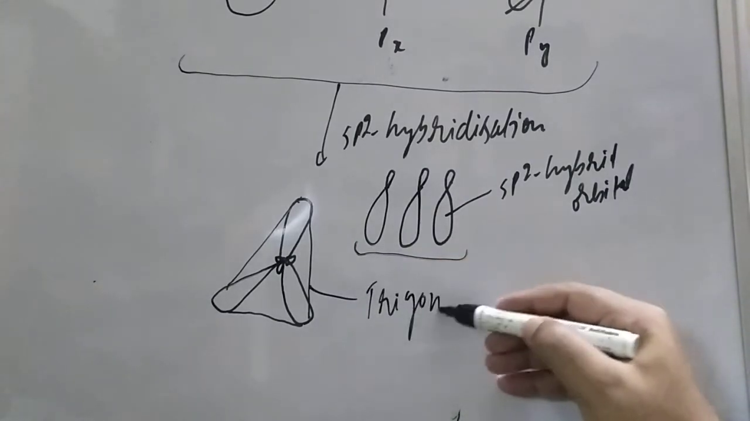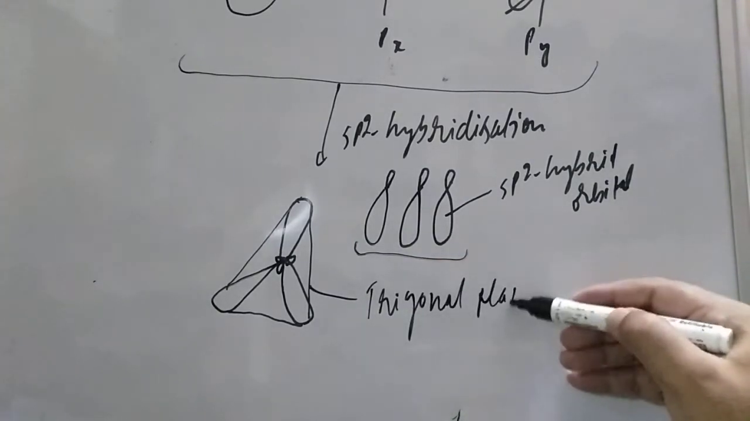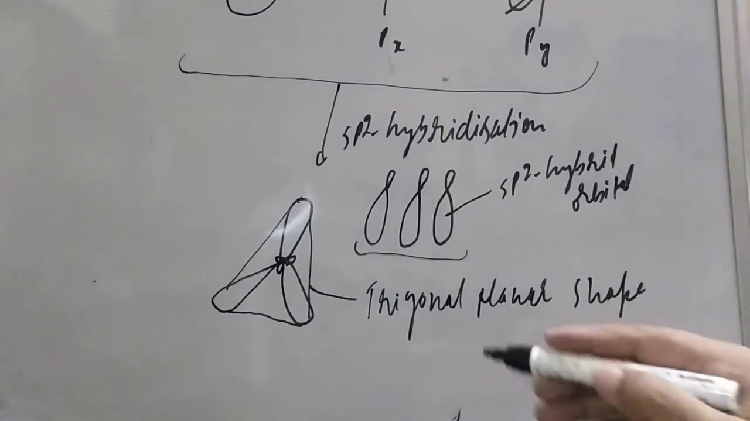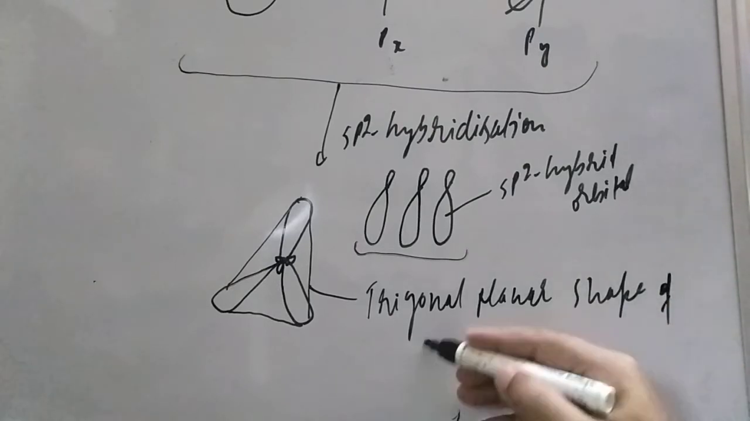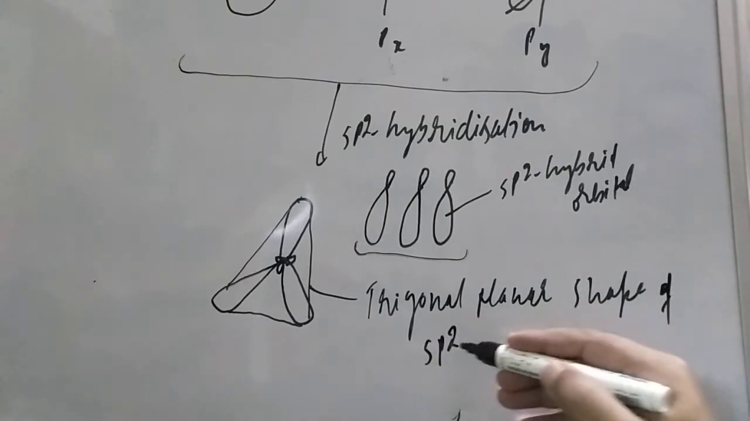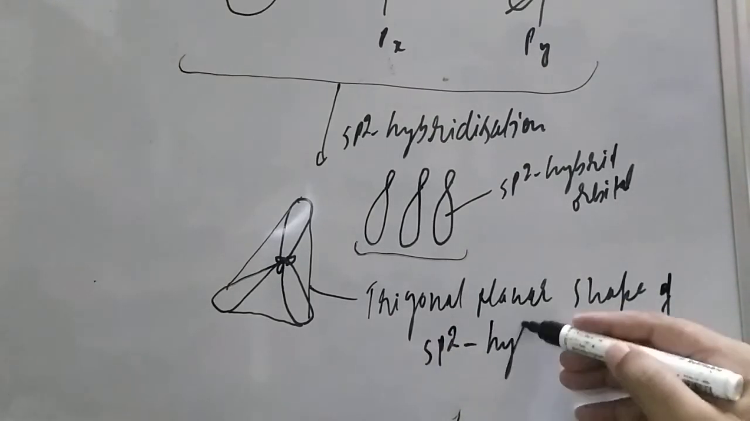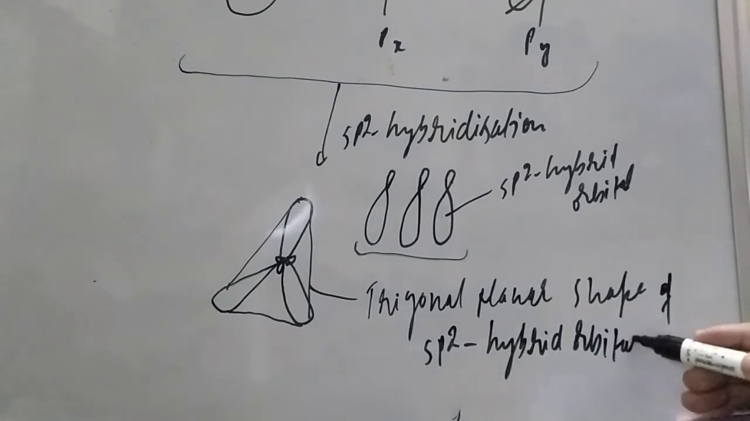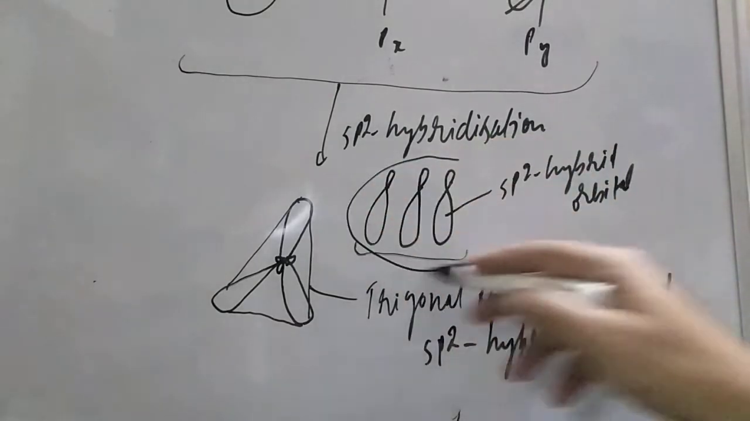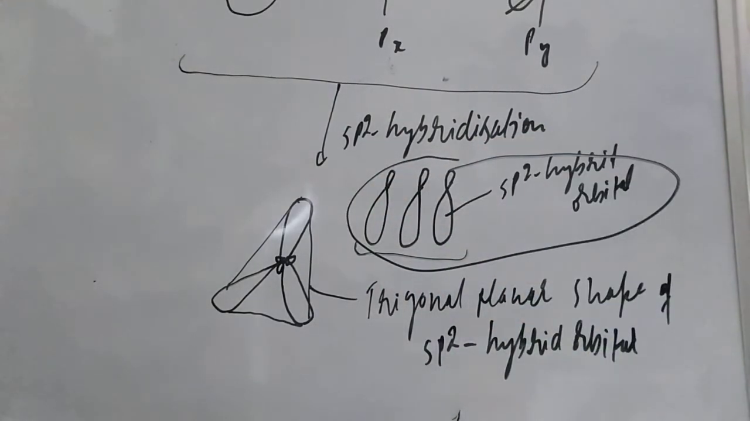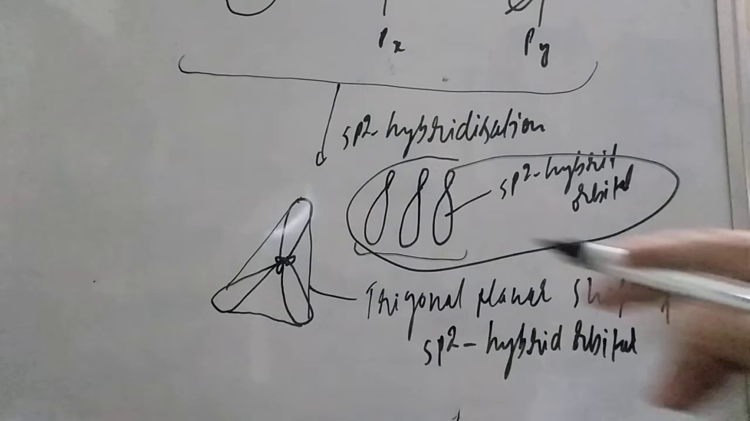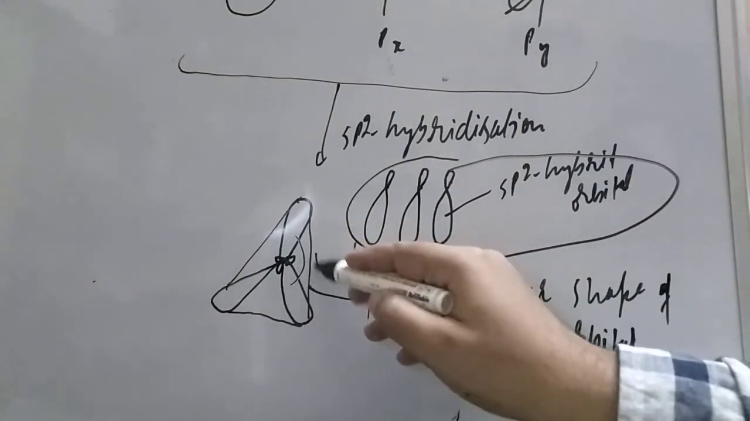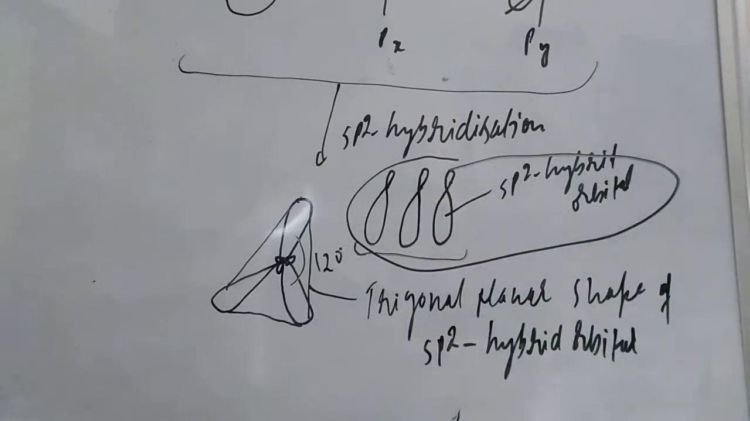Trigonal planar is the shape of the sp2 hybrid orbitals. These three new orbitals are arranged in the trigonal planar shape. They have the same shape and the same energy. How much is the bond angle, student? The bond angle will be 120 degrees.